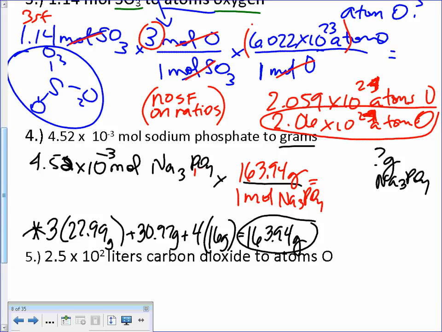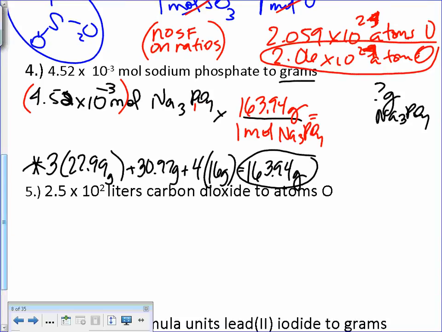So let's calculate. How do you calculate this one, by the way? Tell me exactly what you put in your calculator. Put this in your calculator: parentheses, 4.52 times 10 to the negative 3, parentheses, then what? Times it by 163.94. I was thinking for some reason we are dividing. So tell me what you guys get.